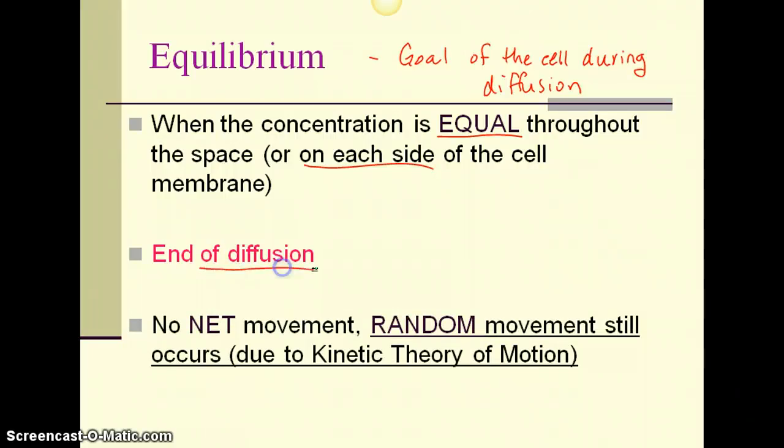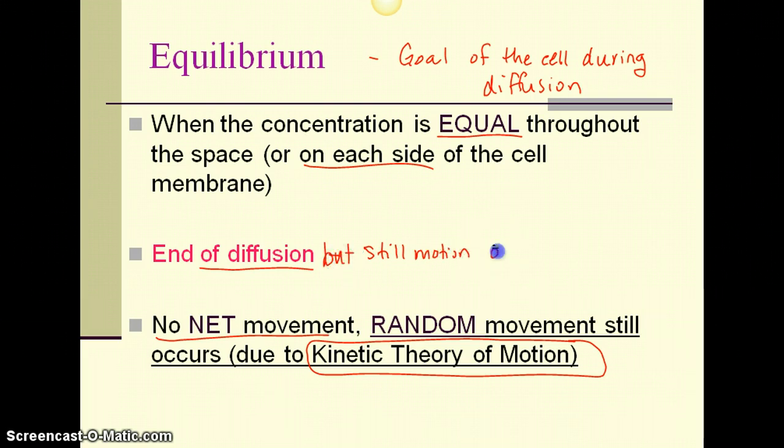So at that point, the end of diffusion, there's no net movement. It's not like they're rushing over to that side of the cell membrane, but there is still motion of particles. And this is a key thing. There is still motion of particles. They're just still random, and they're not all rushing from one side to the other. Once they're in equilibrium, there's still particles going across the membrane, but they're just doing it randomly.